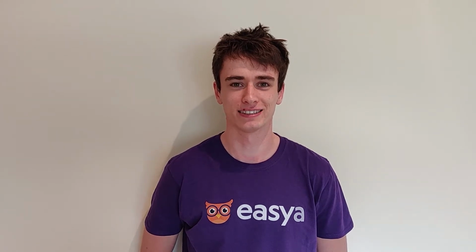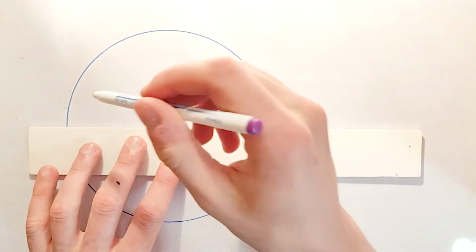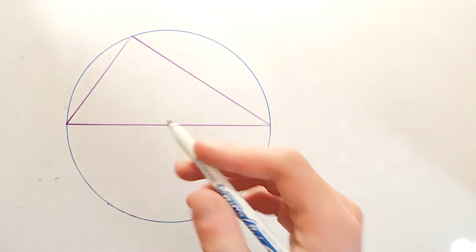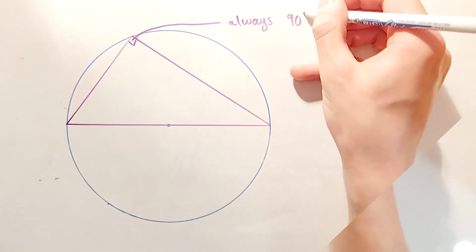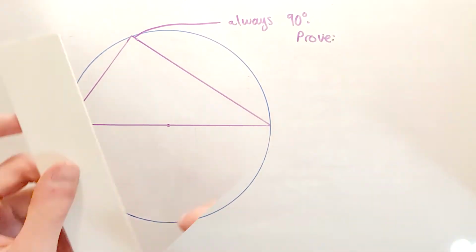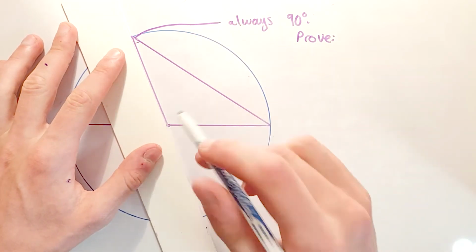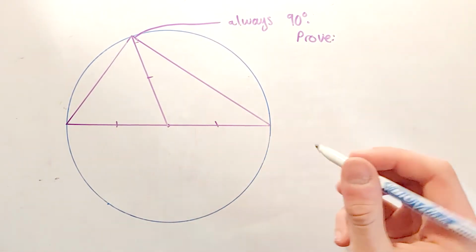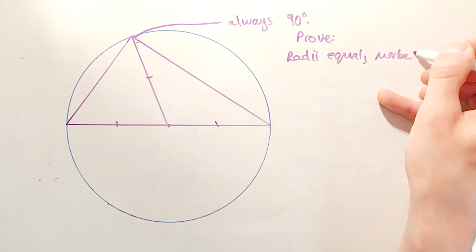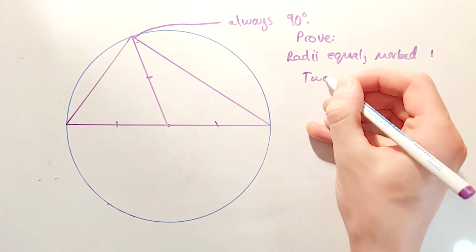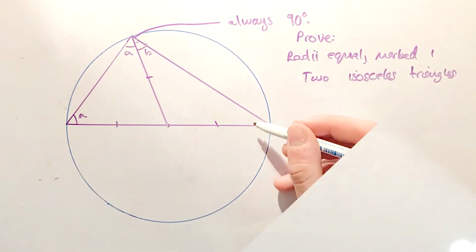So let's get started. Let's say we have a triangle here where one side is the diameter of the circle. We can prove that the angle here on the circumference is always a right angle. First, split up the triangle by drawing in a radius here. This creates two isosceles triangles. So let's mark on the angles which are equal here. These are at the base of the isosceles triangles.